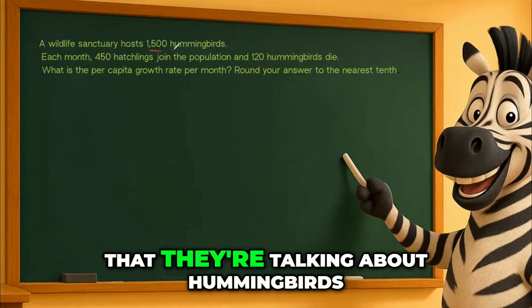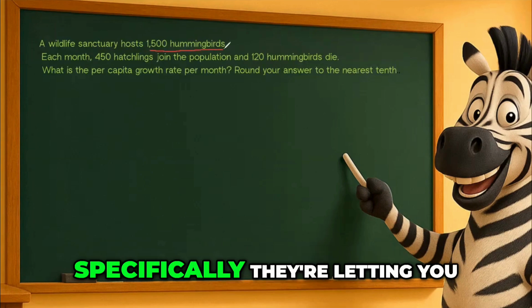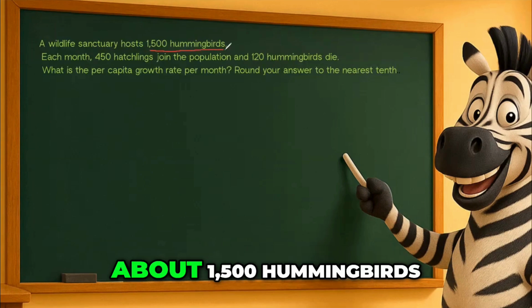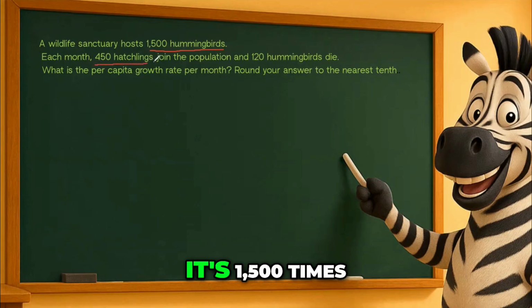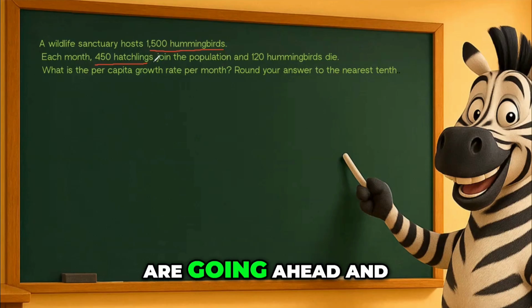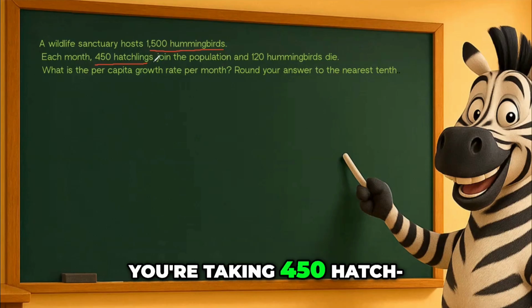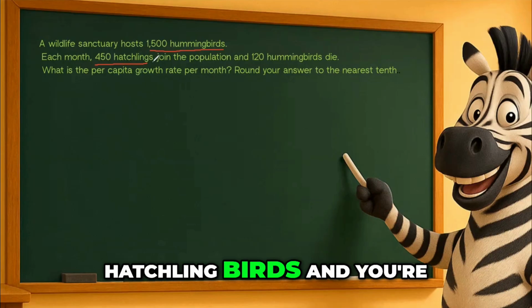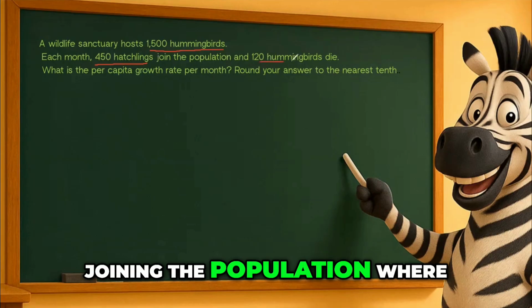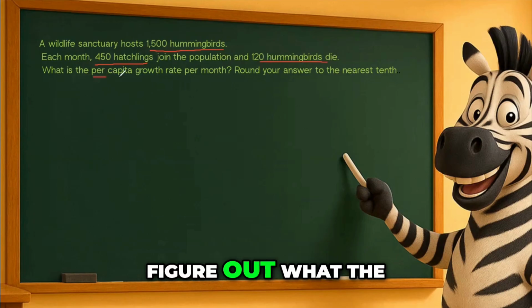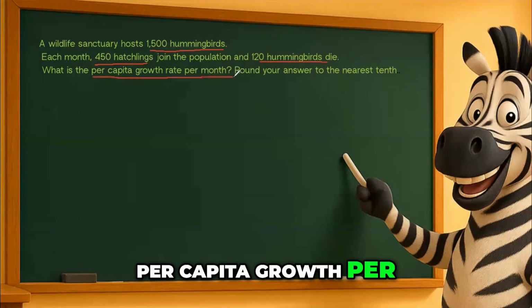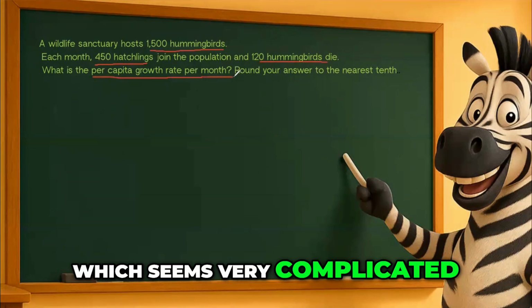They let you know that they're talking about hummingbirds. Specifically, they're letting you know that you're talking about 1,500 hummingbirds. And they let you know that each month, out of the 1,500, you're taking 450 hatchling birds joining the population, where 120 die. So you're expected to figure out what the per capita growth per month is, which seems very complicated, but it's really not.